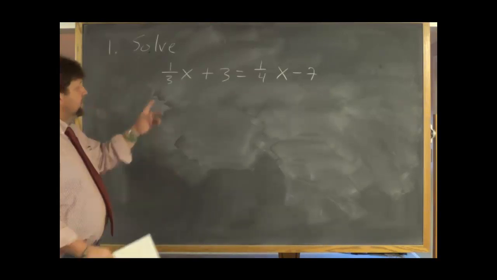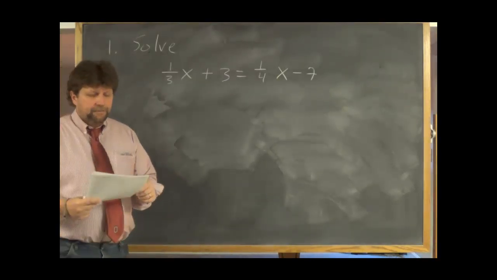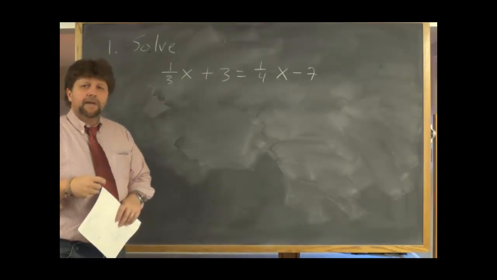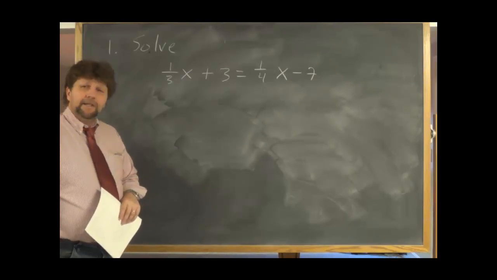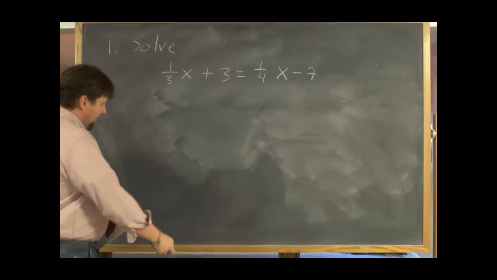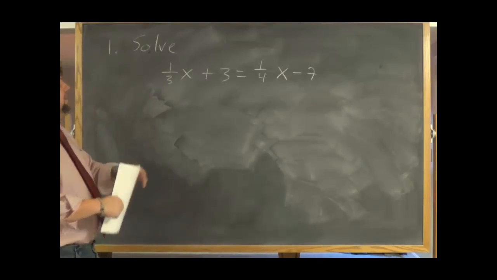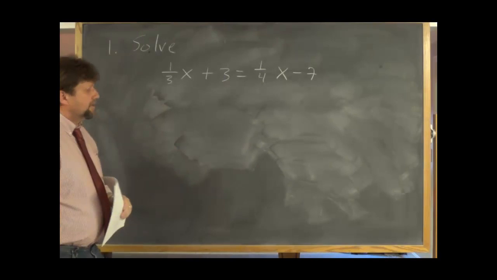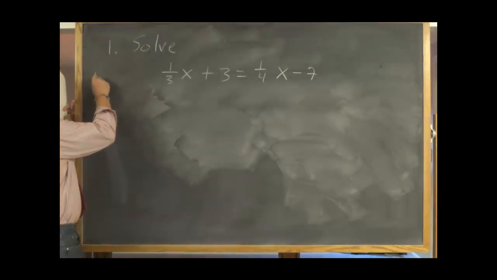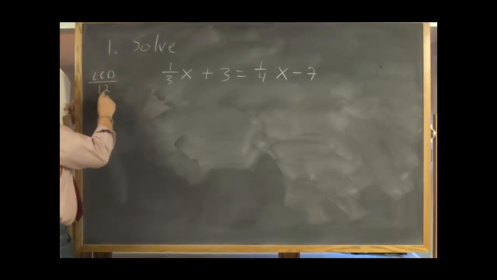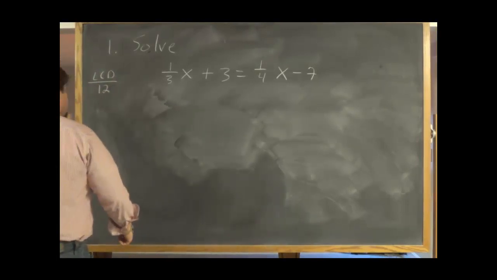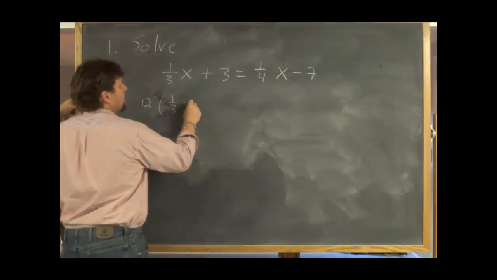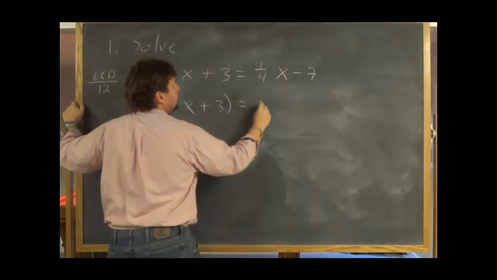Here in number 1, you were asked to solve this linear equation, and what I would do in solving this is I would multiply both sides of the equation by the least common denominator of all the fractions I see. When I look at this equation, I see a denominator of 3, denominator of 4, so the LCD, least common denominator, is 12. And I would multiply both sides of the equation by 12. So let me write that step in here.